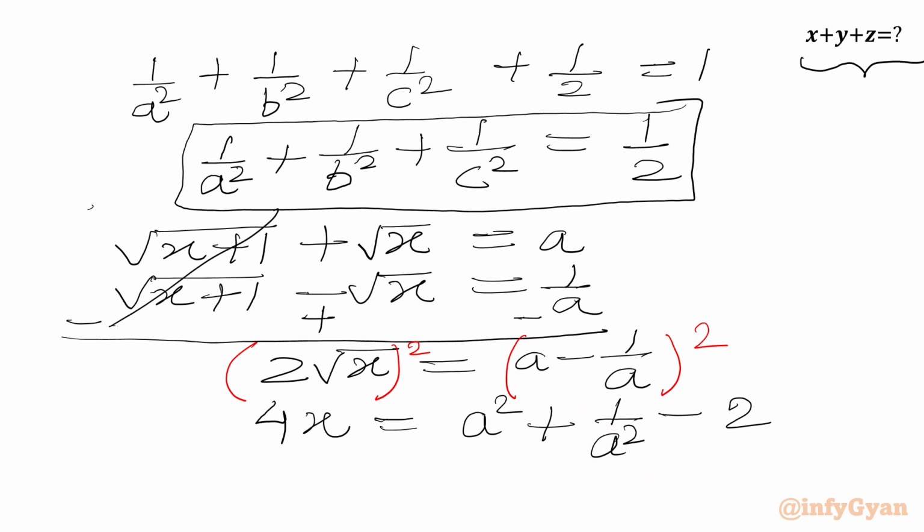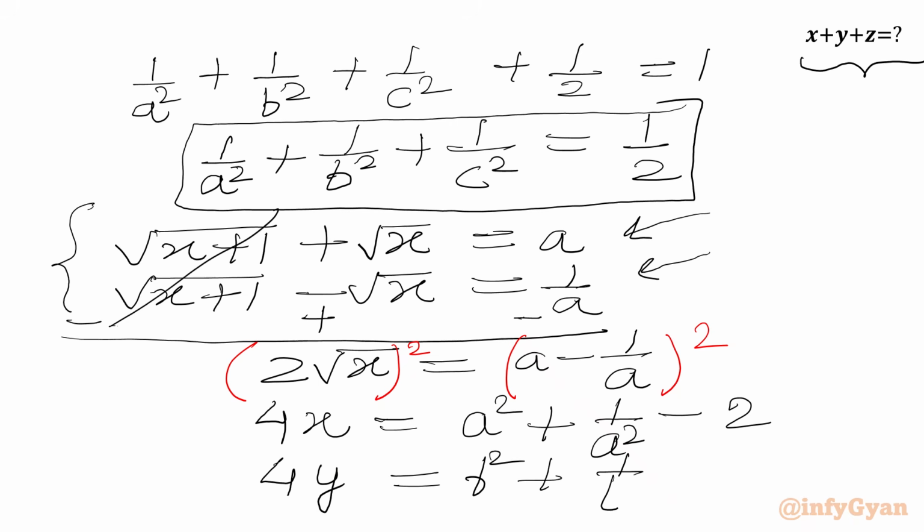If I will consider our substitution equations in variable y, then we will be getting here b, 1 over b. So I can write our second equation: 4 times y will be equal to b square plus 1 over b square minus 2. Similarly, I can write in variable z, 4z will be equal to c square plus 1 over c square minus 2. Let me write all the three equations over here.